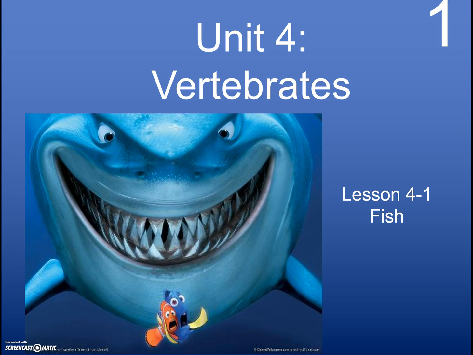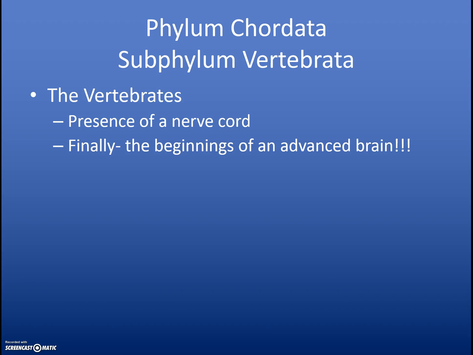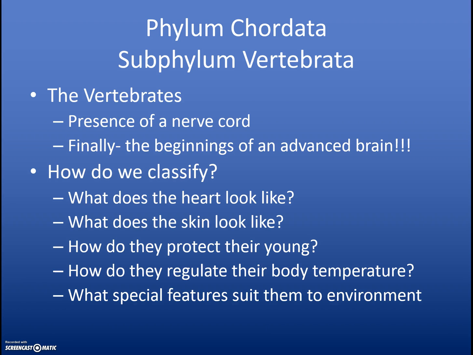However, there are some differences between the vertebrates and the chordates, and I want to make sure that you know them. The first is that cephalization, remember that's formation of the brain, is more pronounced in vertebrates. Also, the muscles in the vertebrate body are arranged in paired masses, and vertebrates actually have a visible spinal cord. So, as we dive into the vertebrates, what we need to know is that the vertebrates have the presence of a nerve cord, which will become a spinal cord, and we actually see the beginnings of an advanced brain here.